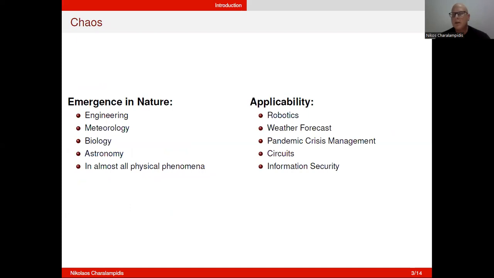As I'm very well sure, by now you've heard many times what is chaos. So what I'm going to start you with is that there are two major areas for chaotic systems. The first is chaos emergence in nature, for example, engineering, meteorology, biology, astronomy, as well as in almost all physical phenomena. And the second is chaos applicability, with examples in robotics, weather forecast, pandemic crisis management, secrets, information security.